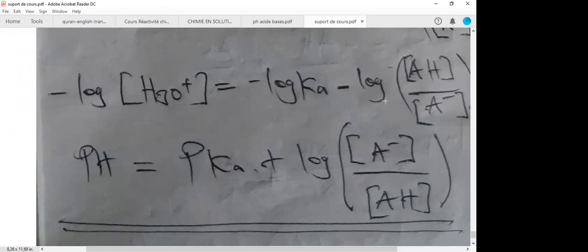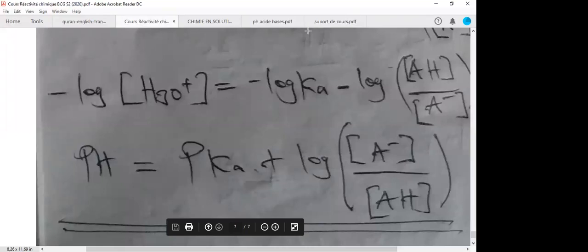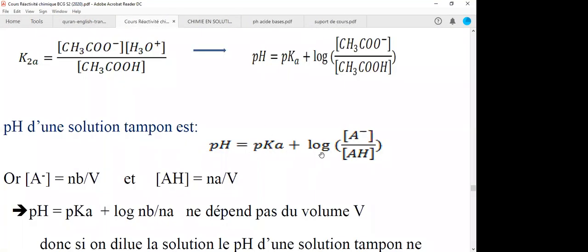When the denominator becomes the numerator, if you interchange them, a negative is generated. Times the negative here, we have a positive. That's why pH is equal to pKa plus log of base conjugate divided by acid. And if I'm not mistaken, that's what we have here: pH equals pKa plus log of base conjugate divided by acid. Is it clear? Yes, it's clear. Okay.